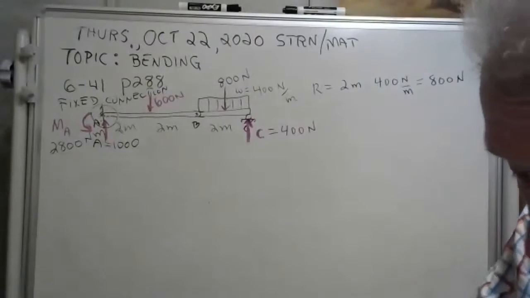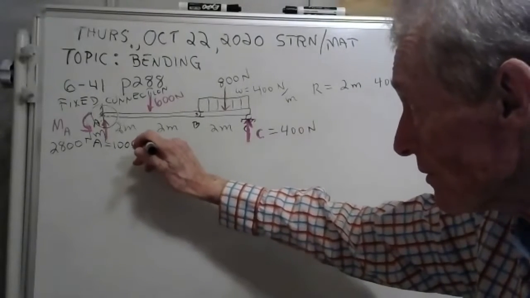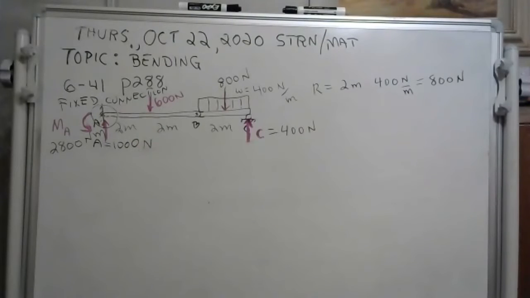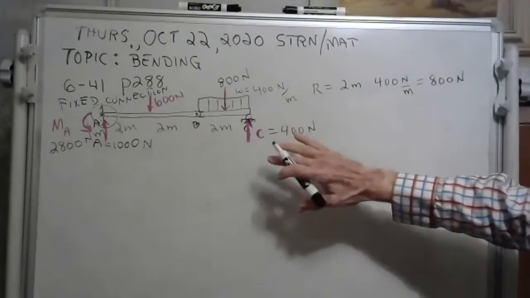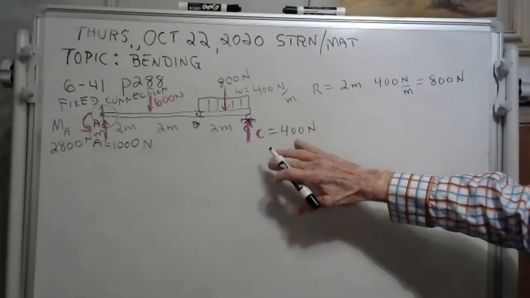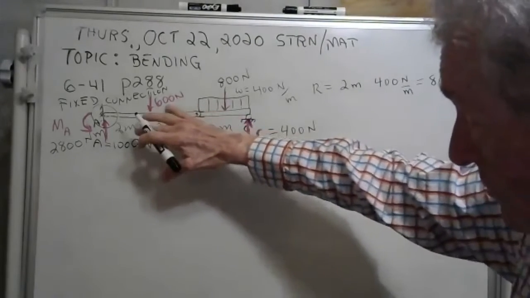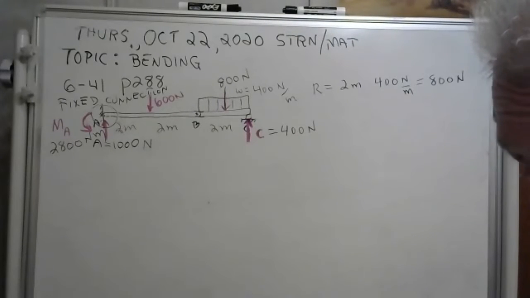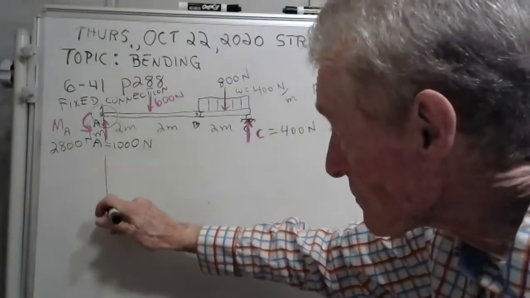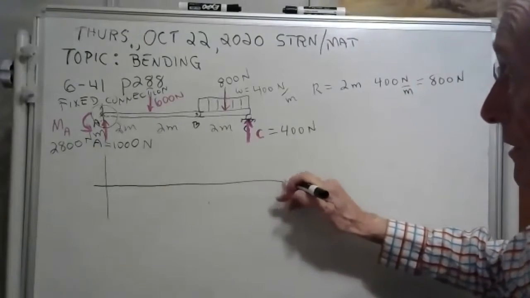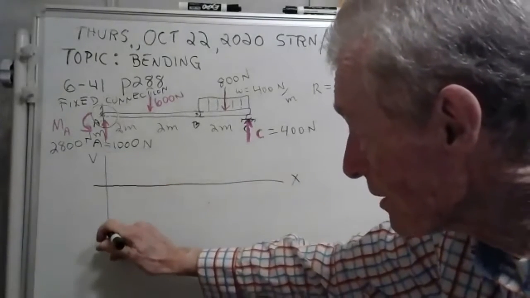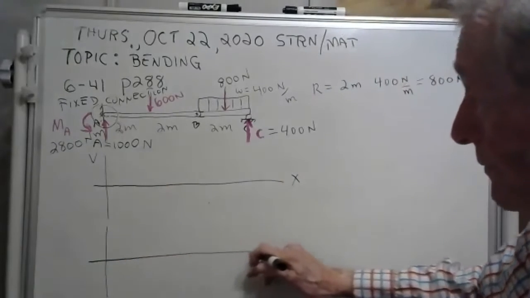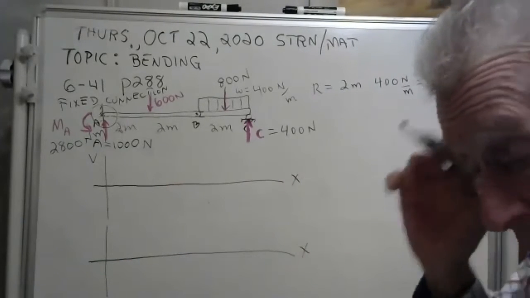And don't forget to put units in. I didn't put the unit in on that, did I? It's 1,000 newtons going up there. So you got 1,000 newtons going up, 400 newtons going up. That makes 1,400 newtons going up. You got 600 newtons going down, 800 newtons going down. Well, that makes 1,400 newtons going down. That's good. 1,400 going up, 1,400 going down. That makes sense. Okay, now we're going to do the shear loading diagram and the bending moment loading diagram.